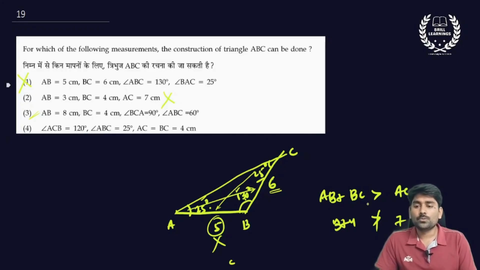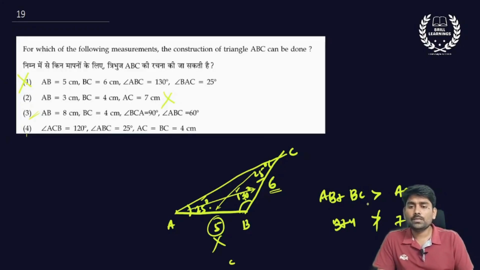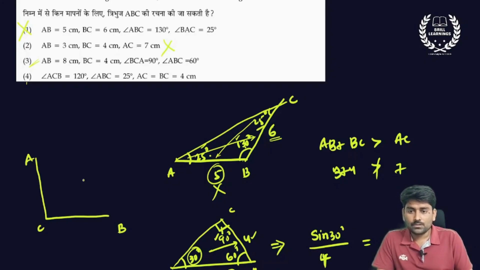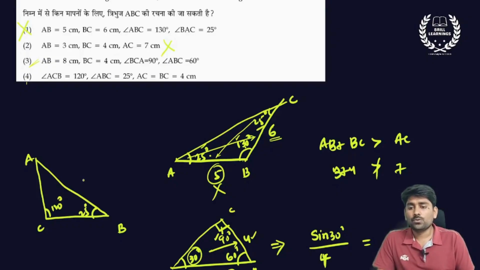So let's take the fourth option as well. Here they have given angle ACB is 120 degrees. If I draw like this, ACB, A is here, C is here, B here, 120. And ABC is 25 here. 120 plus 25, 145 is over, which means the remaining angle should be 35. But they have given AC and BC lengths as 4 and 4.